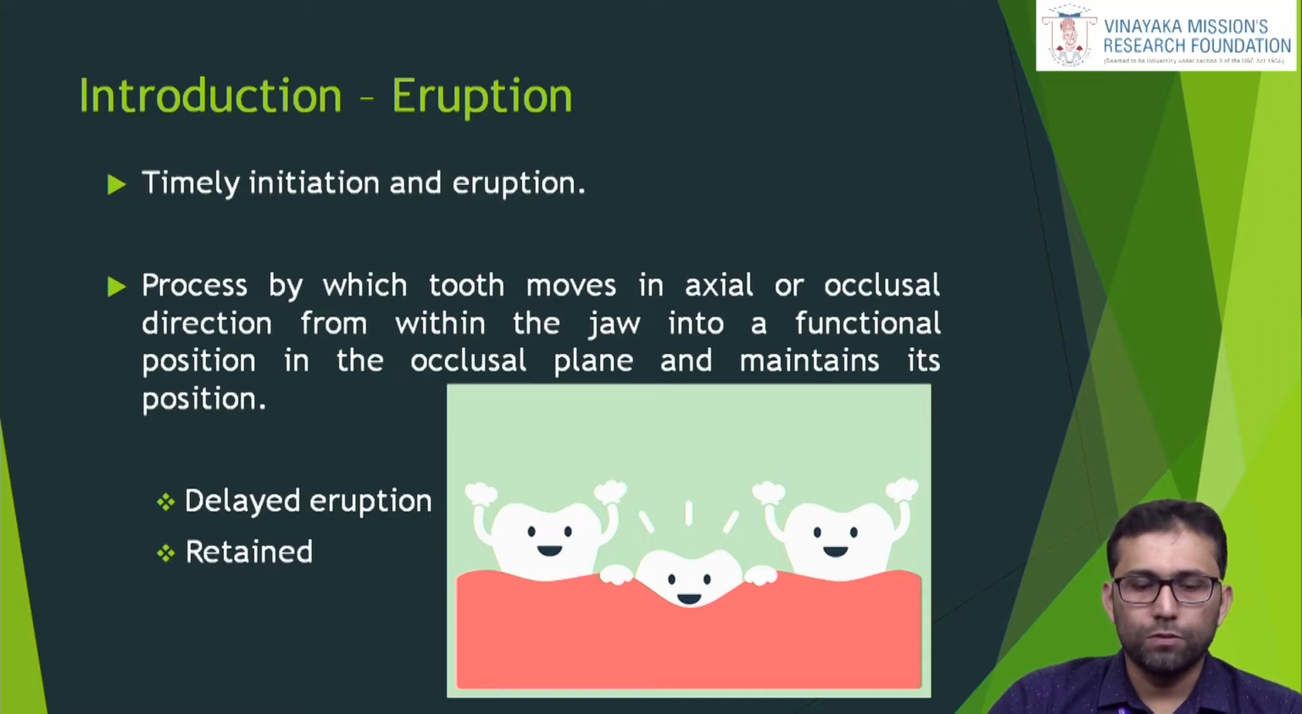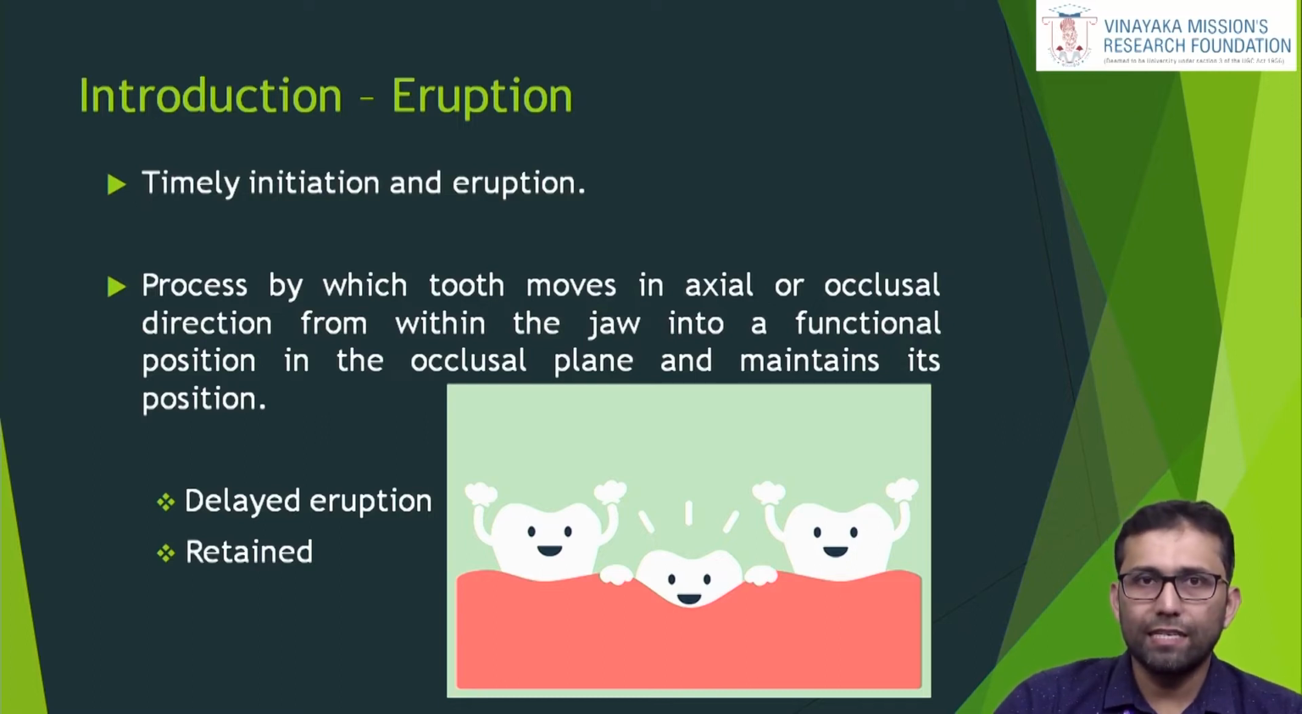So when you see the slides, two points you need to be careful about are delayed eruption and retained tooth. What does delayed eruption signify? For example, in a 6-year-old child, if the permanent first molar is not present, it is normal, whereas in a 7 or 8-year-old child, if you don't find a permanent first molar, you can call that a delayed eruption of the first permanent molar.